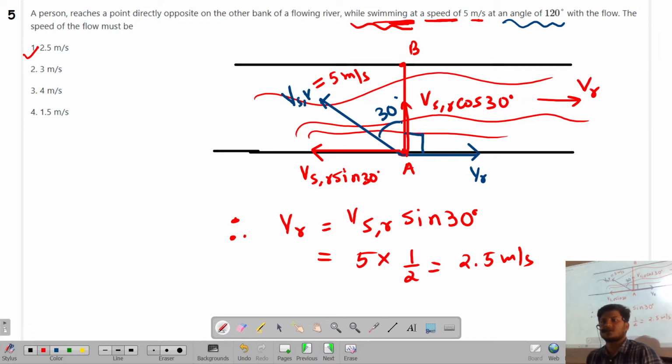Are you able to get me or not? So what is the answer? 2.5 meters per second. Okay, NEET 2019 problem. Got it? This kind of easy problems will come in your exams. If you practice a little bit, you can solve all of these problems.